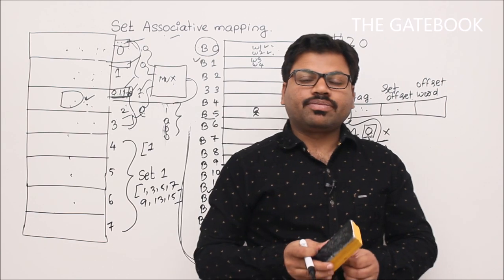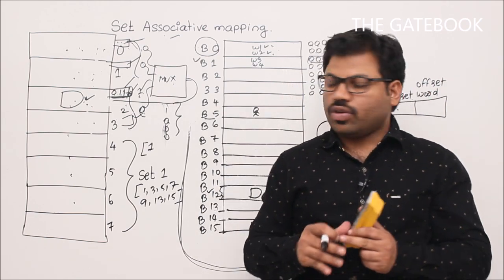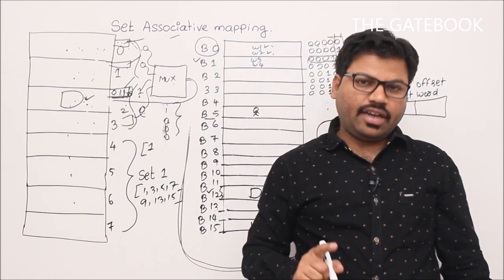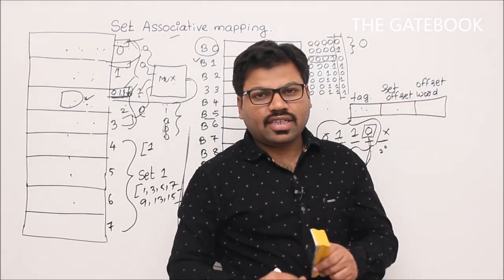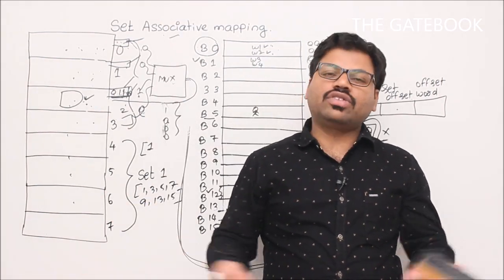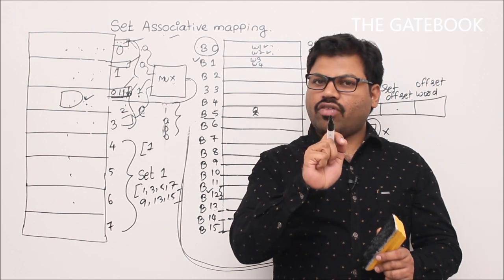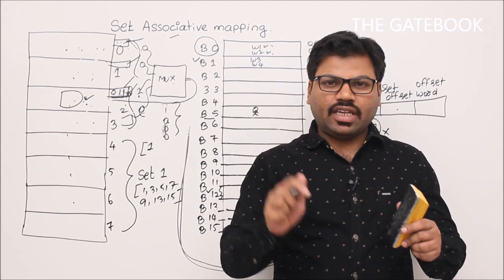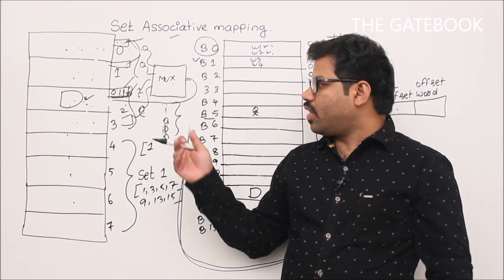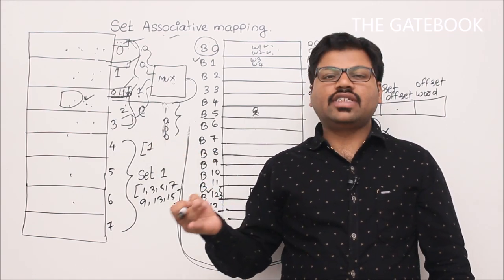Now the number of comparators, if you want to know, is exactly equal to the number of blocks in the set, right? The number of comparators in associative mapping is the total number of cache blocks, right? Everything we have to search. The number of comparators required in direct mapping is only 1, right? So that is the difference in the number of comparators between direct, associative and set associative.